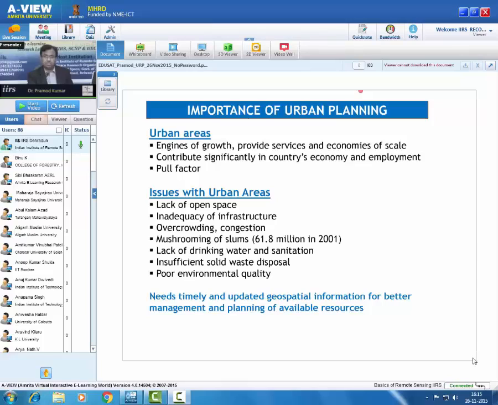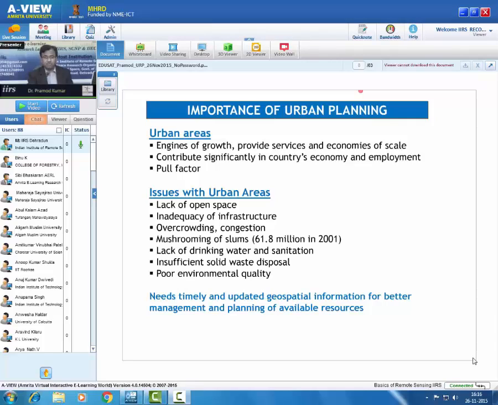They contribute significantly to the country's economy and employment. They have got a pull factor. There are some issues as the urban areas increase: the lack of open space, inadequacy of infrastructure, mushrooming of slums. As of now, as per the census of 2001, 61.8 million population resides in urban slum areas.